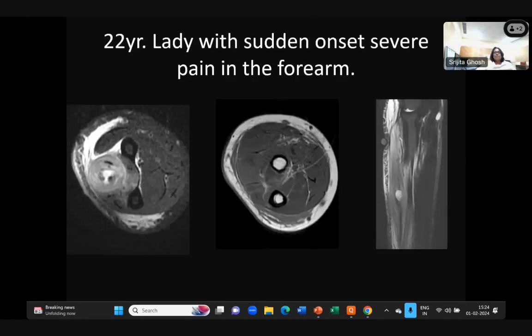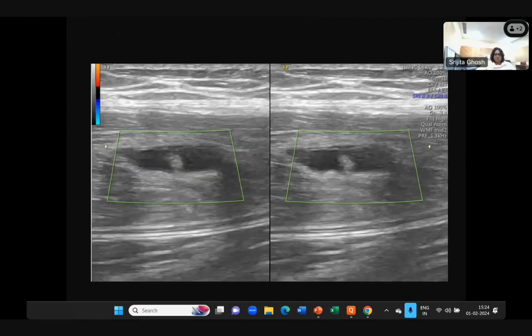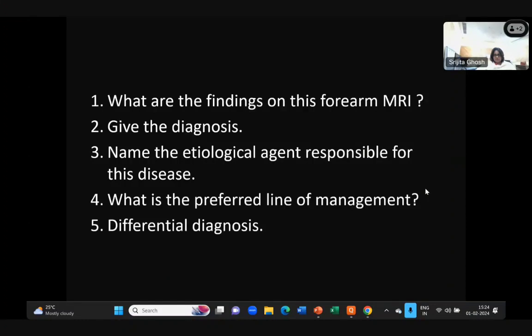Since this was a superficial lesion, the patient was taken to the ultrasound. This is what it revealed, the specific finding. Start writing the questions.